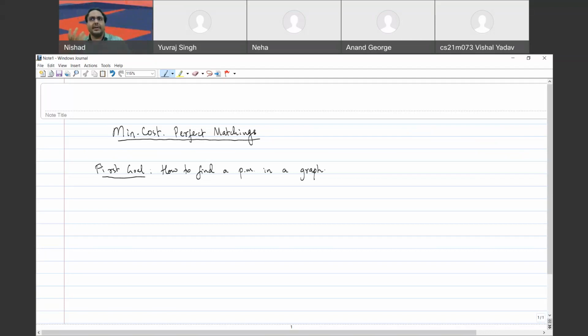And in fact, as I mentioned last time, in most problems related to matchings, the bipartite case turns out to be significantly easier than the general case. So in fact, we are going to look at an even easier thing. All right, so we are going to first focus on bipartite graphs.